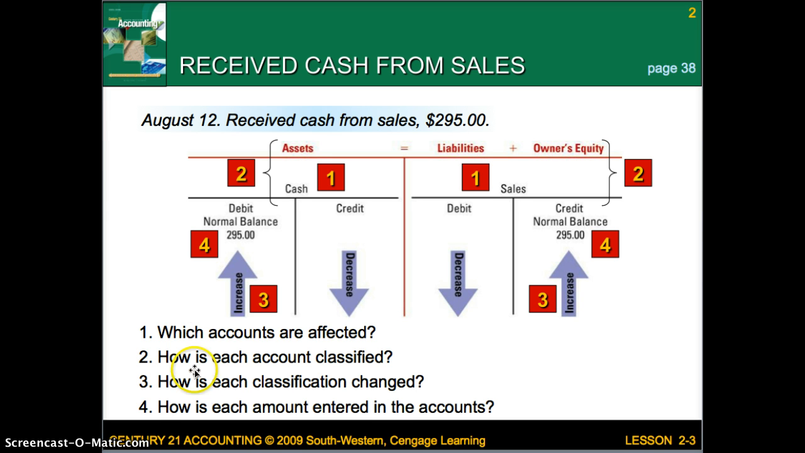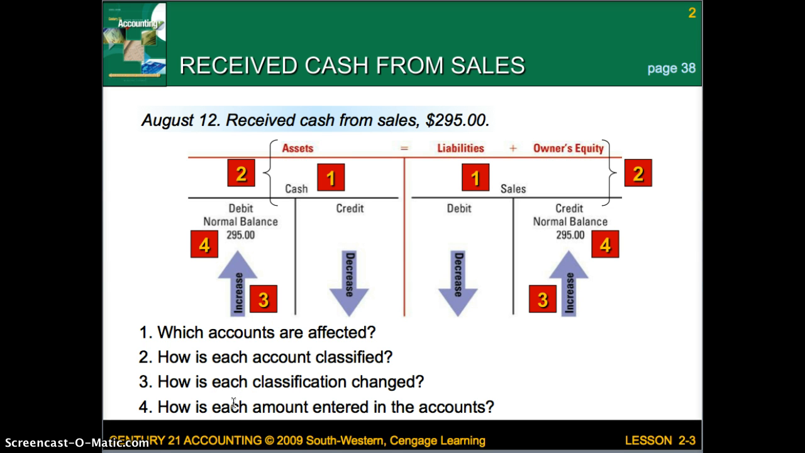Again, here are my 4 questions I'm going to ask every single time. What accounts are affected? Well, I know my cash account is affected, and I know my sales account is affected. And sales is an owner's equity. That is under my owner's equity portion of my accounting equation. How is each account classified? Cash is an asset. Sales is an owner's equity. How is each classification changed?